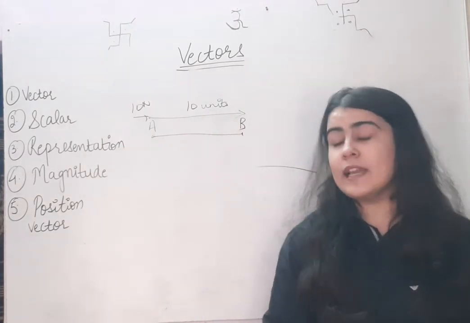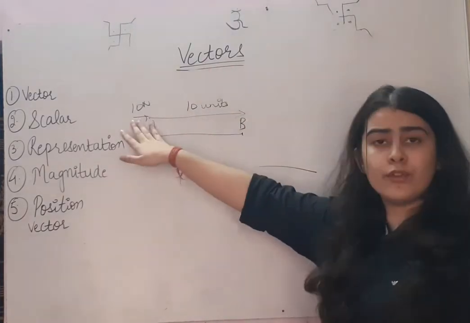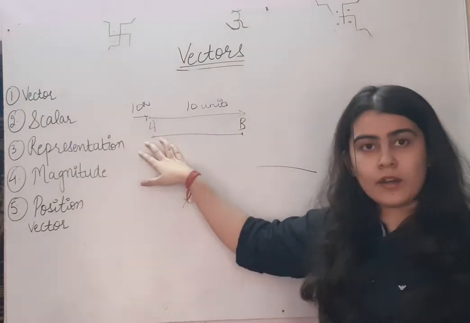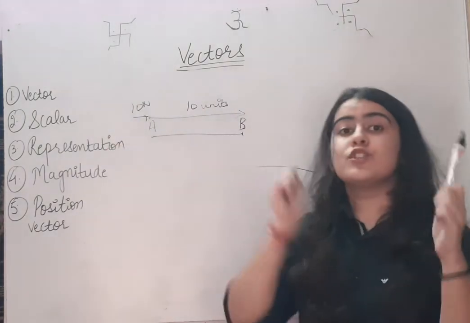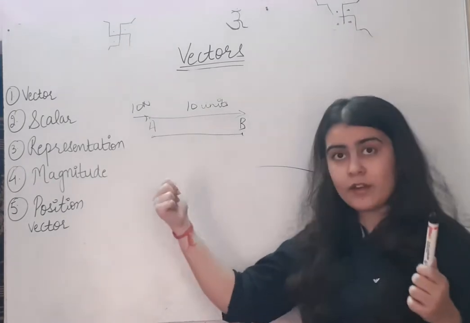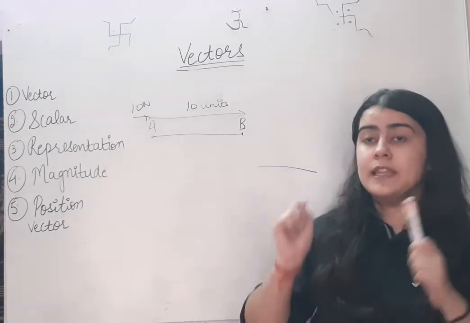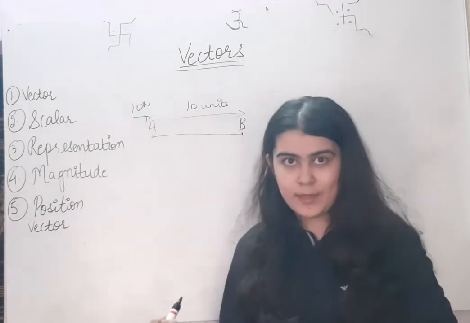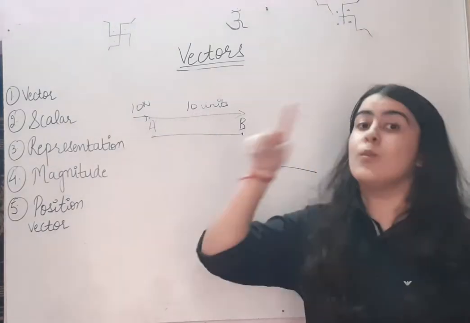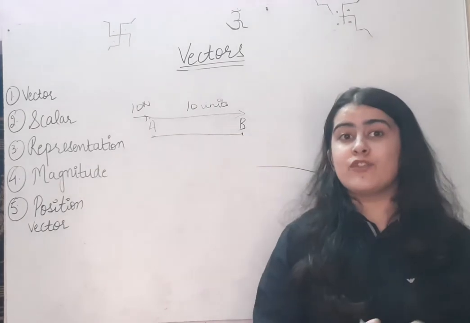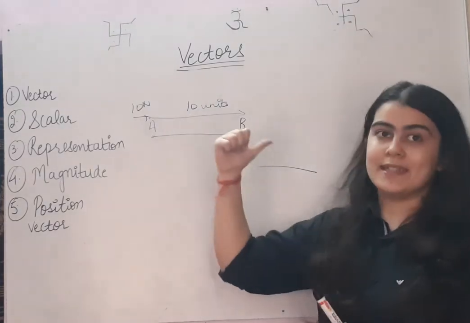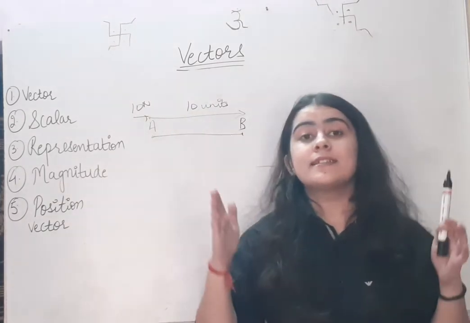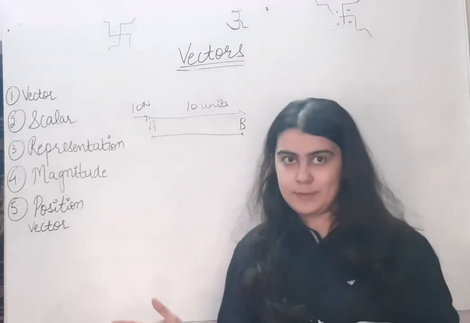And now we can say that a 10 newton force was applied on the marker, it moved 10 units, so the magnitude of this vector is 10 units in the right direction. So now this is a vector quantity, as it has magnitude which is 10 units and the direction which is very much the right direction. So this is what a vector is.